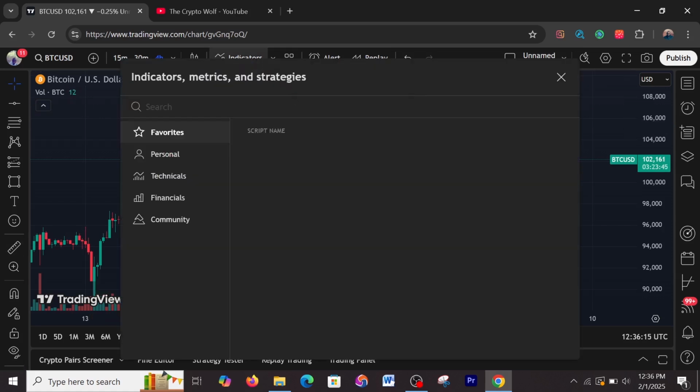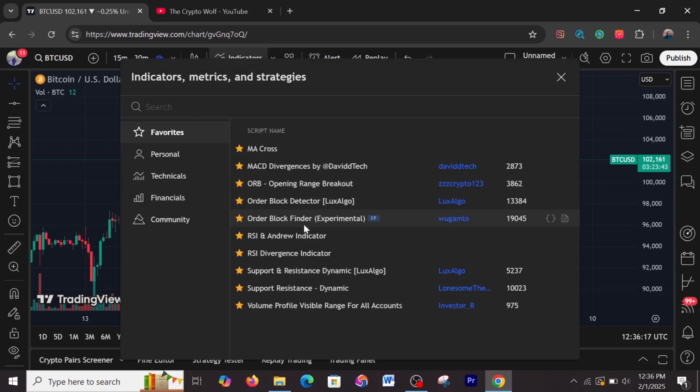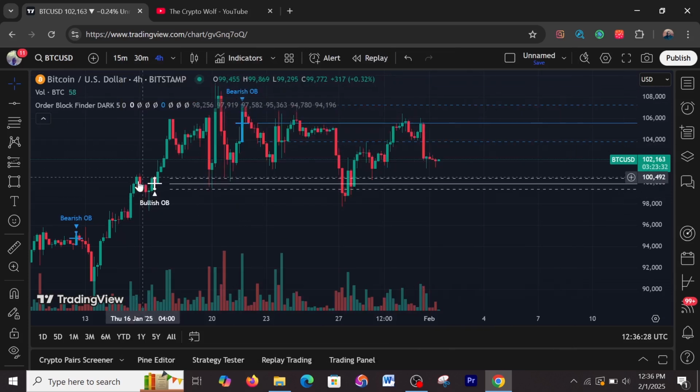So there is also another order block indicator tool, which is called an order block finder by Wugan Lo. So it's also a nice indicator. It also shows you the same thing, so it's just to look at it in another view. It's basically the same thing. It's still showing you areas of institutional activities in terms of buying and selling.